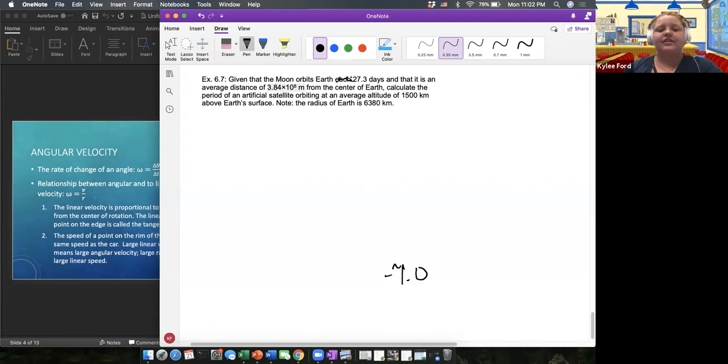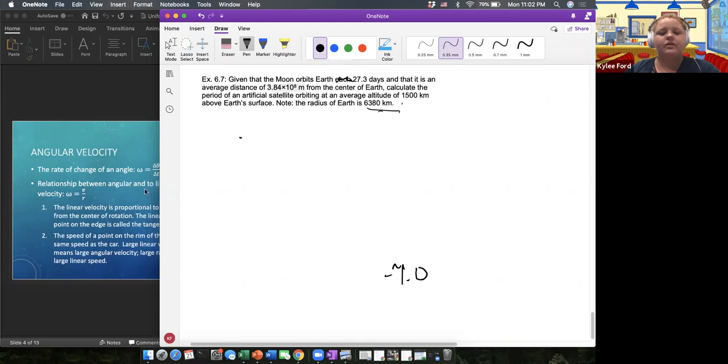Okay, so this next example states, given that the moon orbits Earth every 27.3 days, and that it is at an average distance of 3.84 times 10 to the 8th meters from the center of Earth, calculate the period of an artificial satellite orbiting at an average altitude of 1,500 kilometers above Earth's surface. And I put a note here that this is about the radius of Earth.